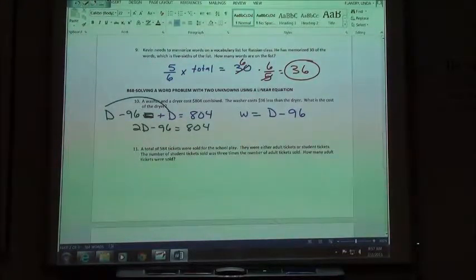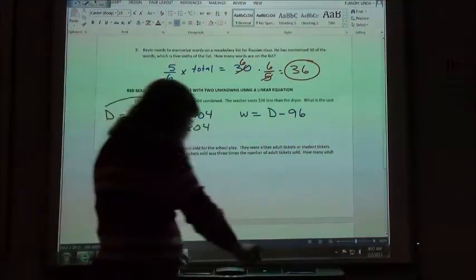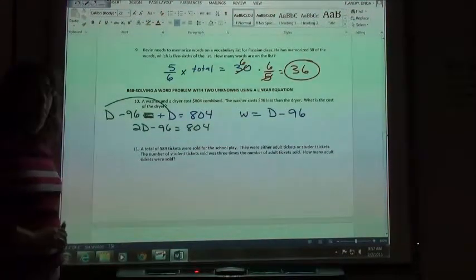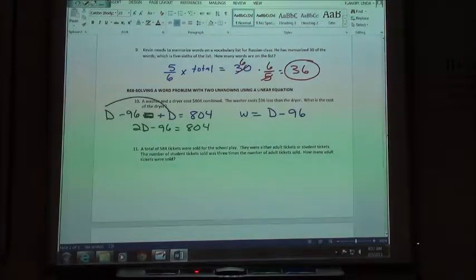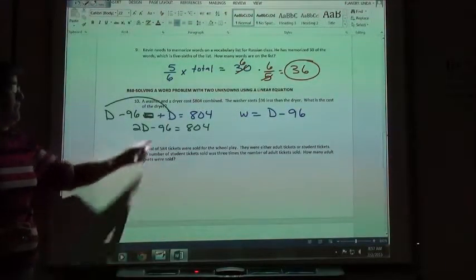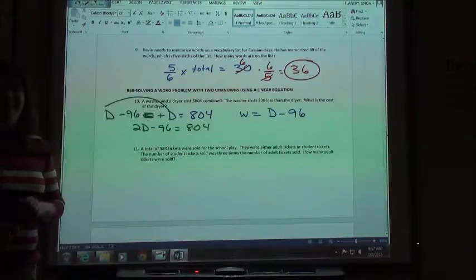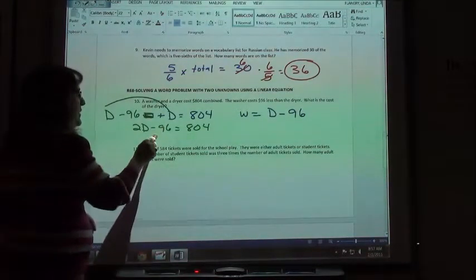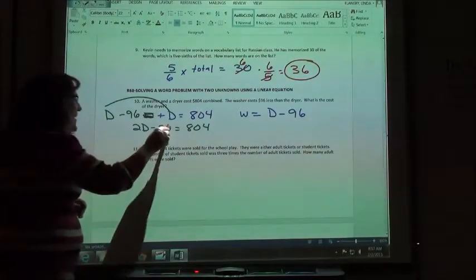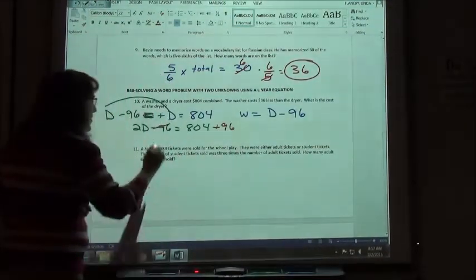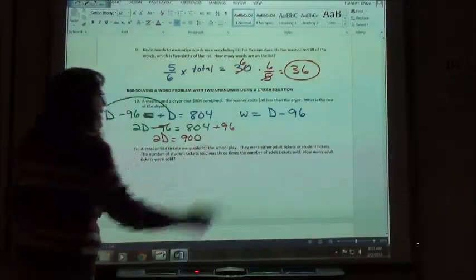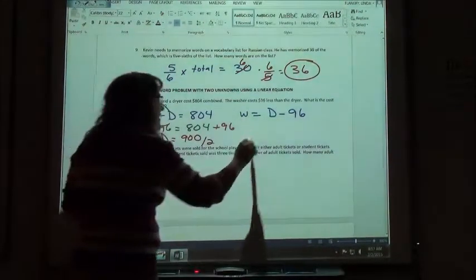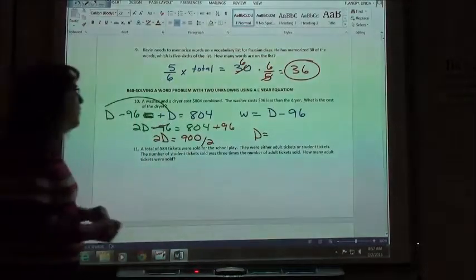Now we should have something that looks really familiar. We should hopefully know how to solve these. If I want to solve this for D, I should do what first? We'll get to dividing. But we got to move that number over, right? This is minus 96. I have to add the 96. So 2D is going to equal 900. Then I'm going to divide by 2, and D is going to equal 450.